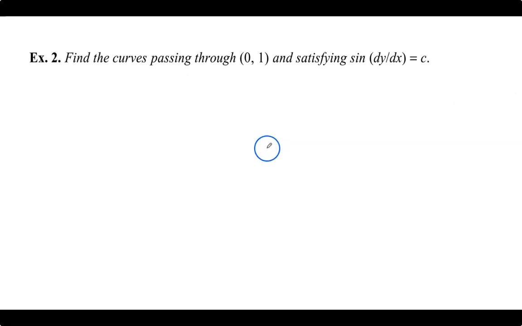gives us the general solution of given differential equation. Now let us find the curves passing through the point 0, 1 and satisfying the differential equation sine of dy by dx equal to c.